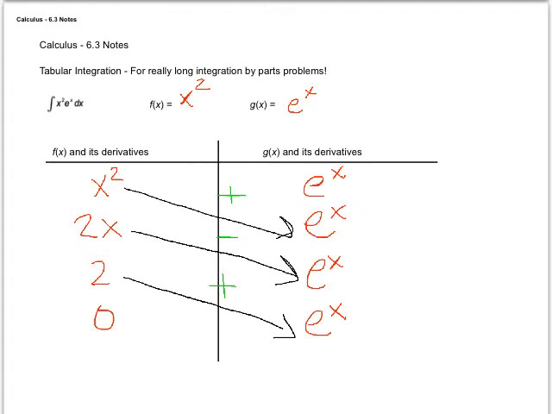So what I end up with, for my final answer, is x squared e to the x times a positive 1, plus 2x times e to the x times a negative 1, times 2e to the x times a positive 1. And that is what my integral equals. So tabular integration can be really, really nice.